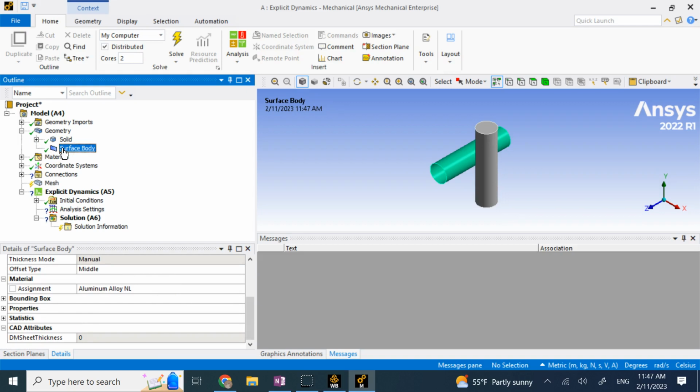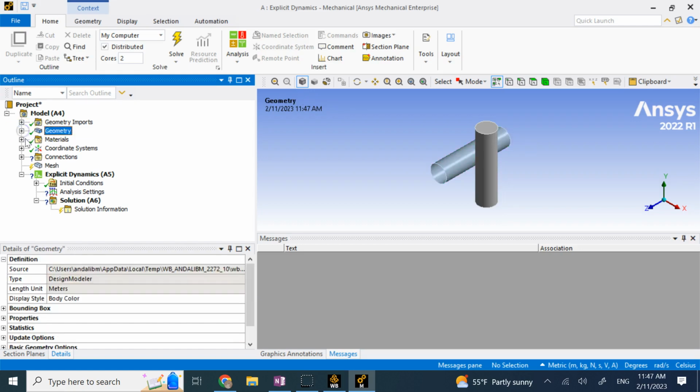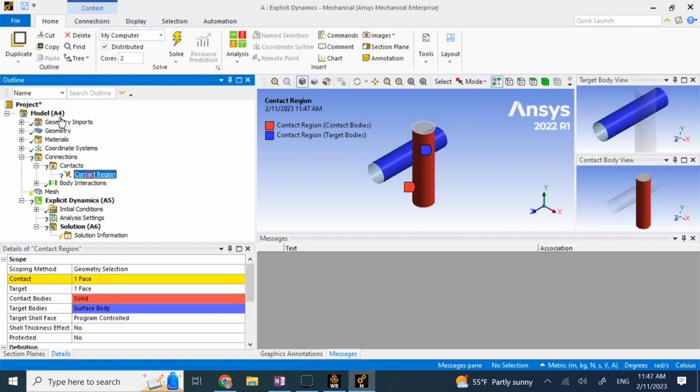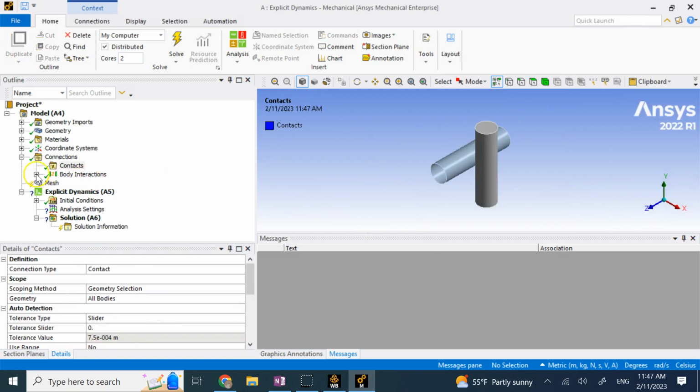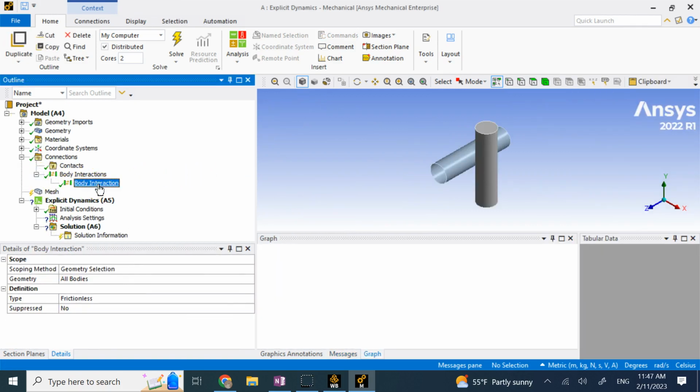Good. Now that I have my material, it is time to go to the connections. So here it has some contact region, which we can delete. We don't need this one. We already have something called body interactions. And this body interaction, the difference it has with a contact or surface is it gives you this extra property of, if you look at it, is frictionless.